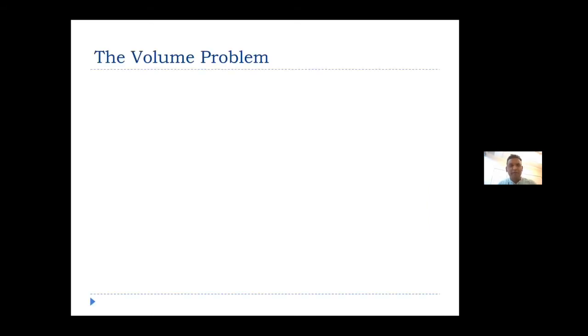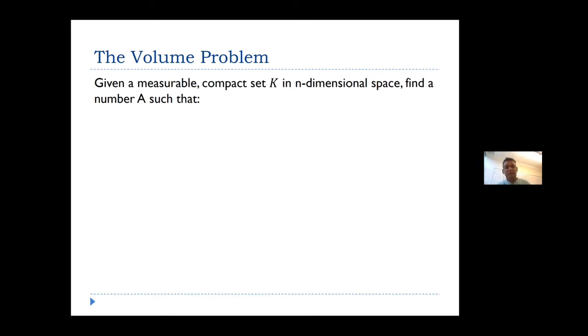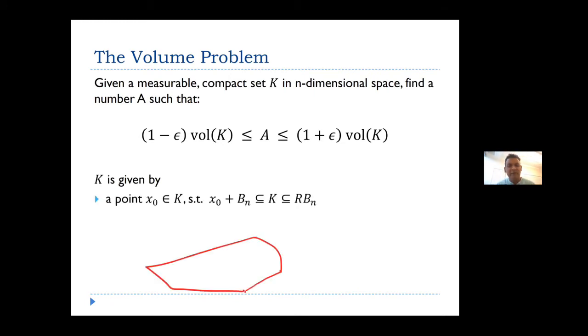So here's the problem. We have a set in high dimensions. We'll assume it's compact, so it has volume. And the goal is to estimate its volume to within some relative error. So there's no issue of representing the final answer. Now, how is this set given to us? It's specified by some point in the set which is a little bit deeper inside the set. It's not completely on the boundary. So we'll make this precise by saying that there's a unit ball around a point which is fully contained in the set, and in addition, the entire set is contained in a ball of radius some capital R. So this capital R and the point x0 are both specified to us. There's no bound on capital R. It could be exponentially large and so on. So it takes log of capital R bits to specify it.